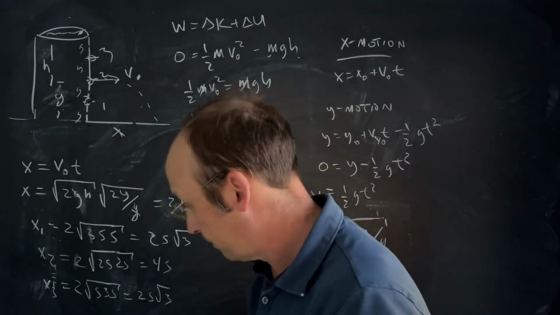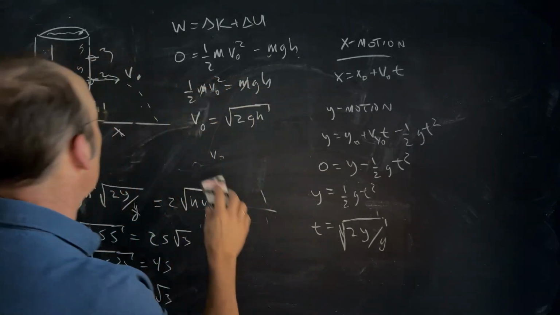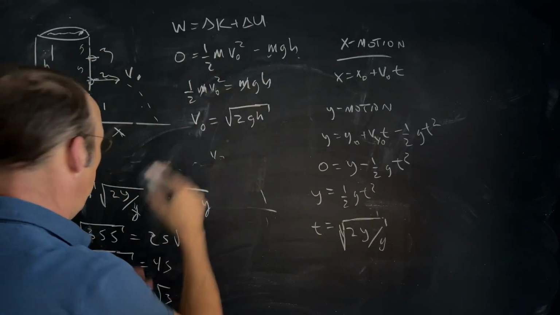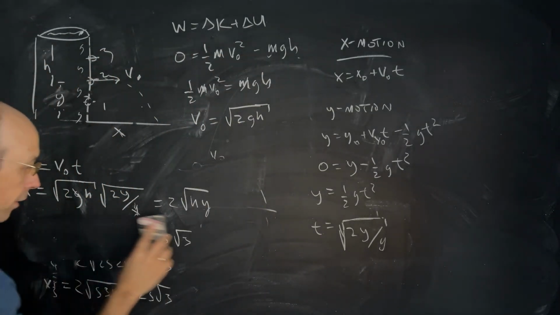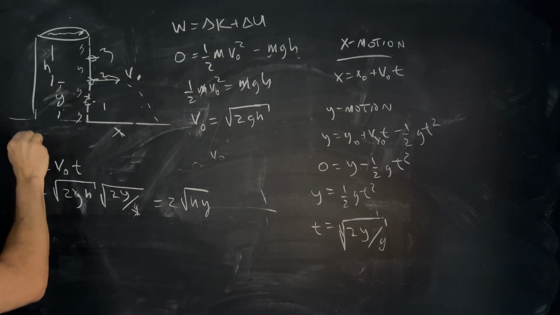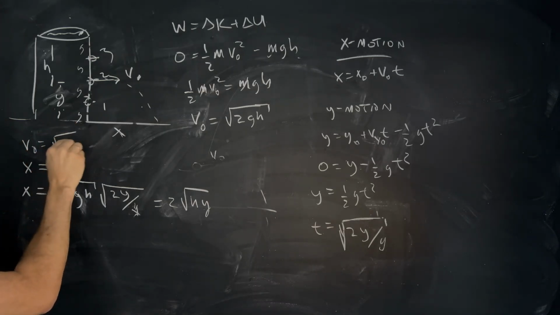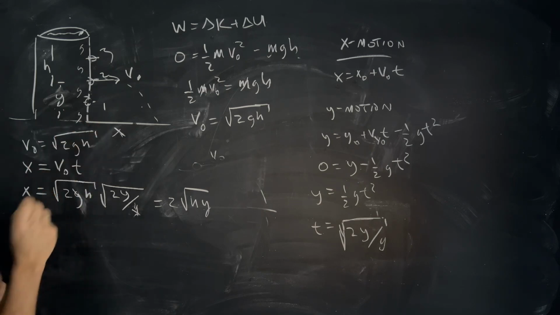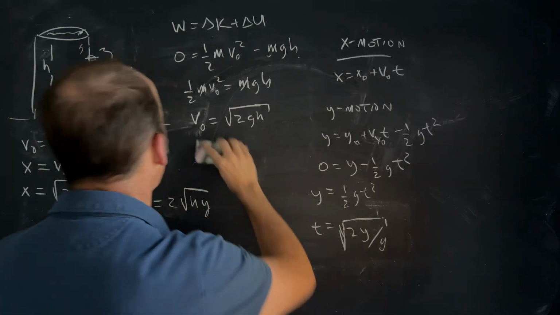Okay. So I'm going to show this thing right there, which I'll put over here. I can erase all my data right there. V0, I didn't even need to erase that. V0 is the square root of 2gh. That's what I want to show. Okay. So erase this stuff.